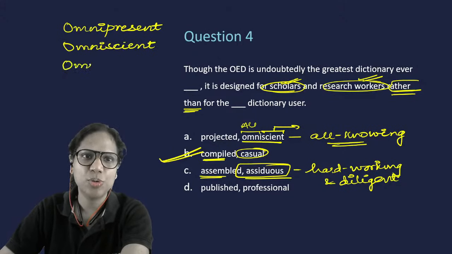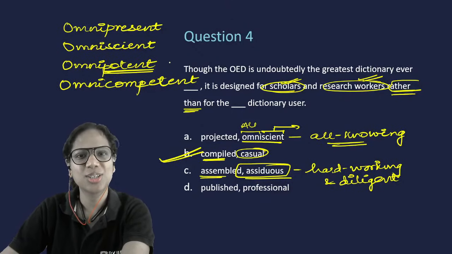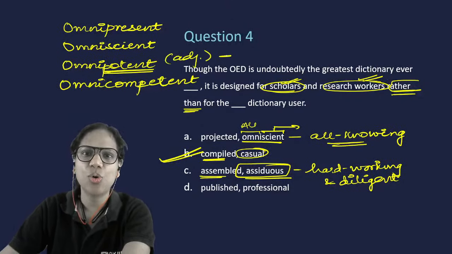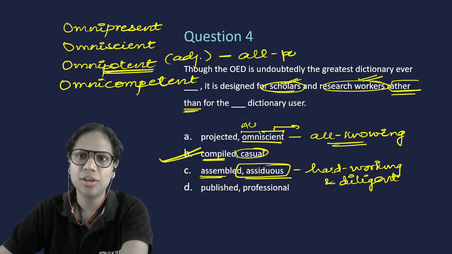There is omnipotent and omnicompetent. So, omnipotent, I think, if you know the meaning of potent, you would realize it means all powerful. Potent means powerful. So, all powerful.